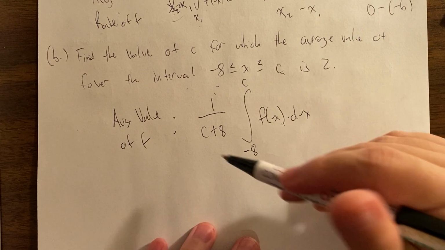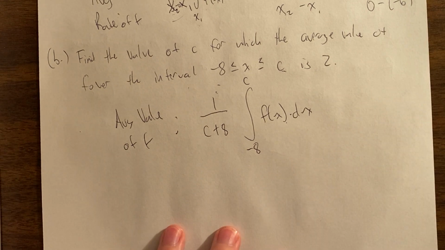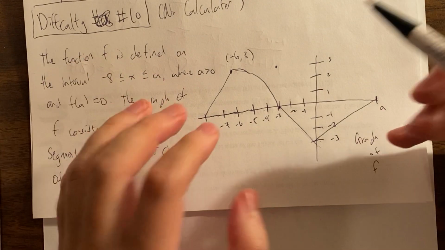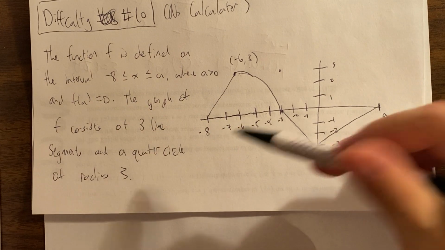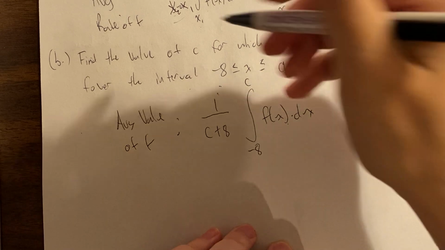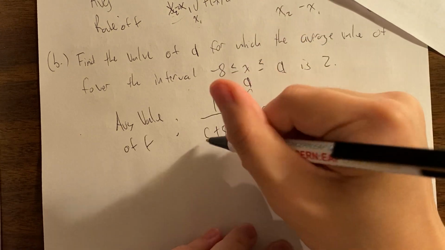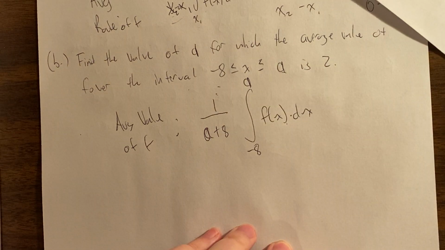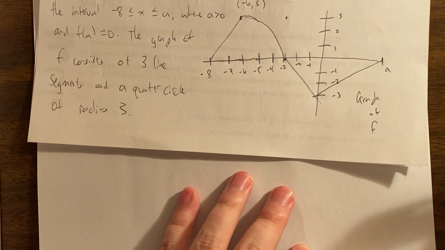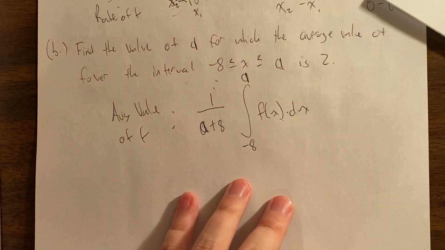So in this case, we have to find the integral from negative 8 to c. So it looks like what we're going to have to do is find the area from negative 8 to a, not c. Let's use a. Sorry about that. I forgot that I changed my letters to a. So here A is this point. Not the best preparation, but hopefully you all understand that.